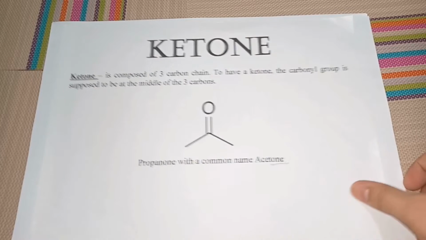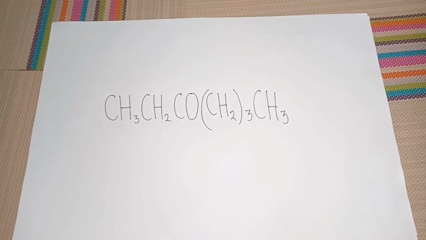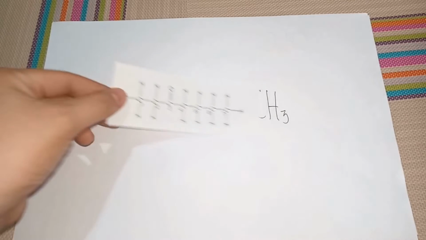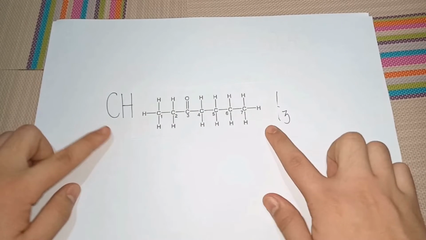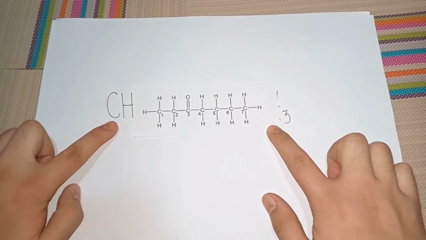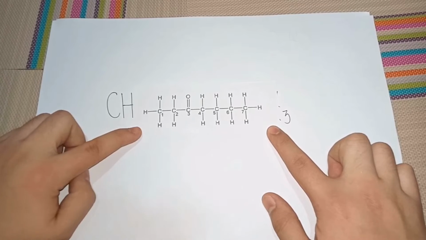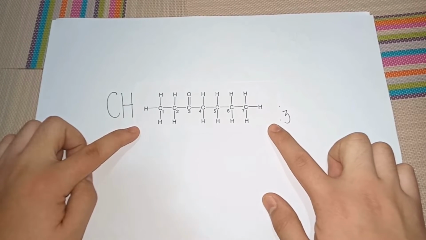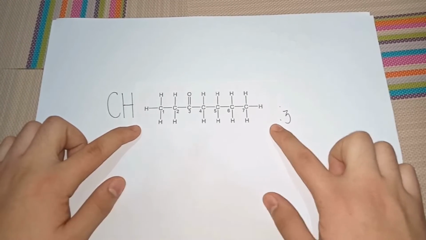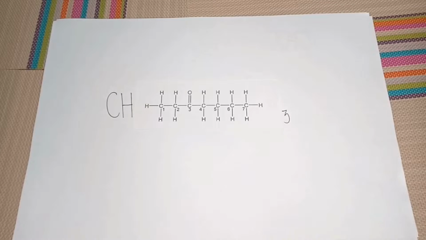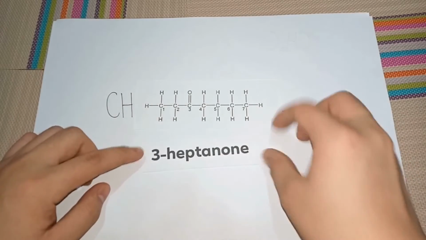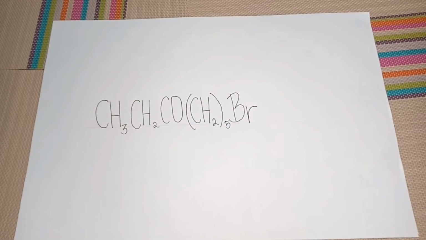So we have here our first example. Here's the molecular formula. And here's the condensed structure of our formula so we can name it easily. So we have 7 carbons, and we need to locate the placement of our carbonyl group. We need to choose the lowest carbon number. Our carbonyl group is located at carbon 3. So we have 3-heptanone.